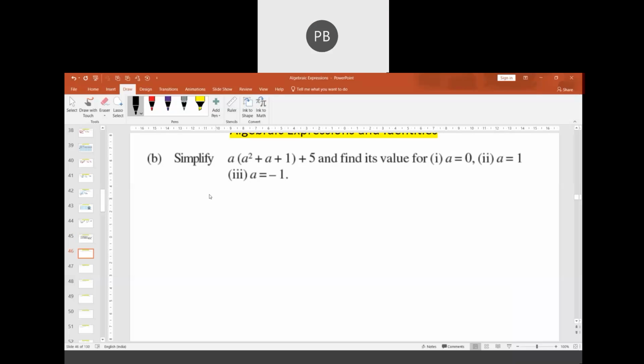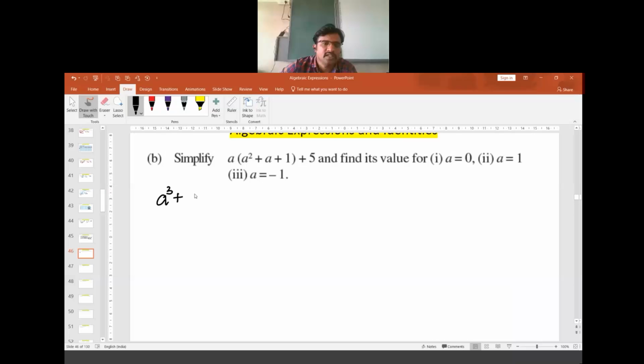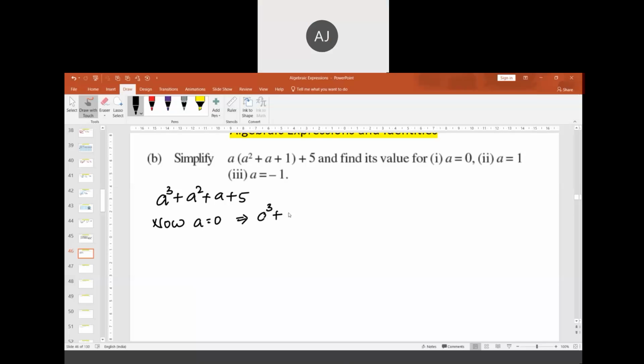This is again very simple like the previous question. First one, answer 0, sir. First we have to multiply this, we get a cube plus 5 a square plus a plus 5. Now if a value is 0, we get the answer as 5. He says 0. He forgot that plus 5 is there.